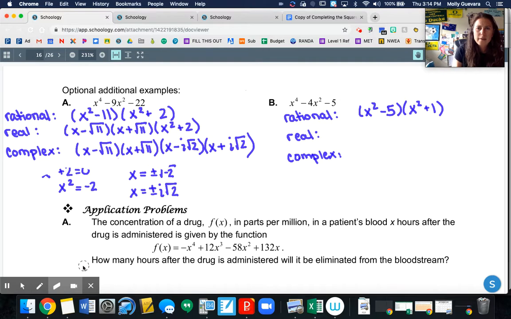Okay, so there is my rational. If I take this first part and set it equal to 0 and solve, I get x, well, it doesn't matter the order, plus square root of 5, and x minus square root of 5.